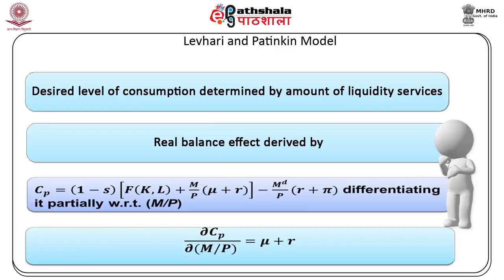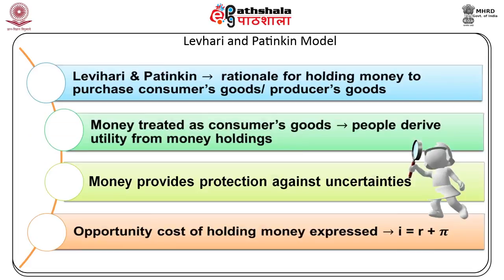The real balance effect can be derived from cp equal to (1 - s)(f(k), l) plus (m/p)μ + r minus (md/p)(r + π), differentiating it partially with respect to m/p. We have the derivative of cp with respect to m/p equal to μ plus r.